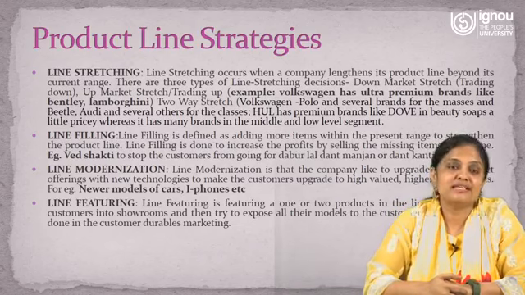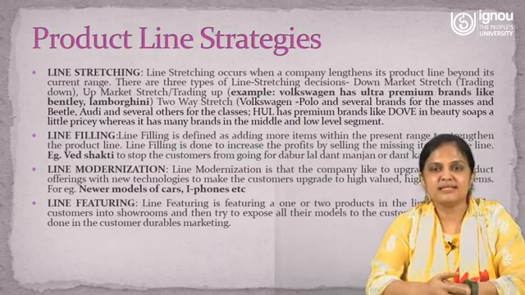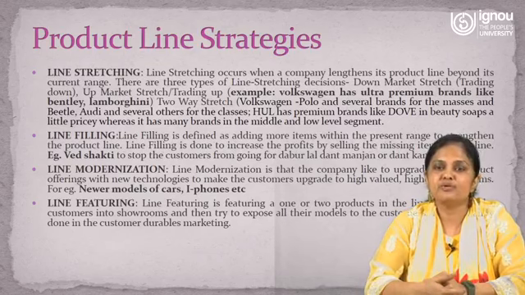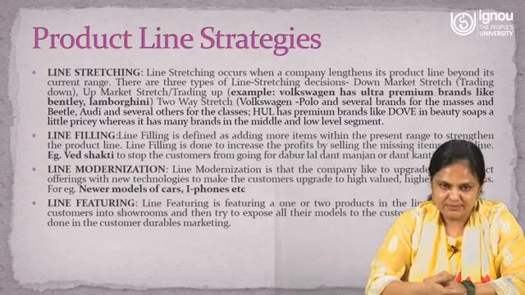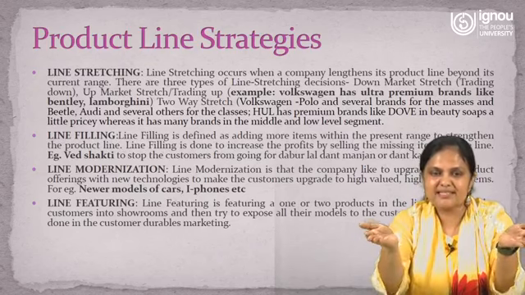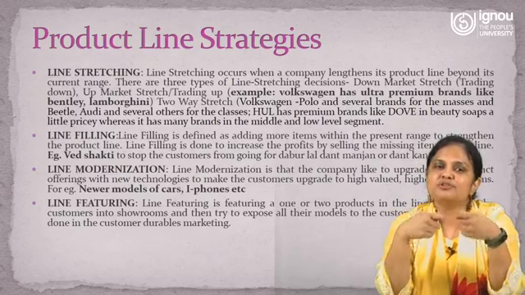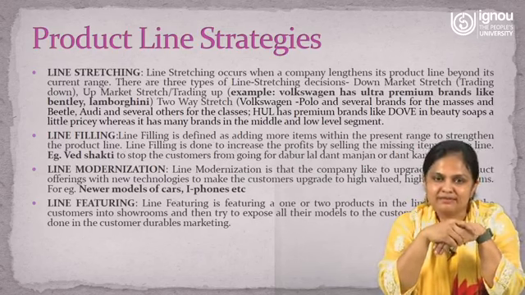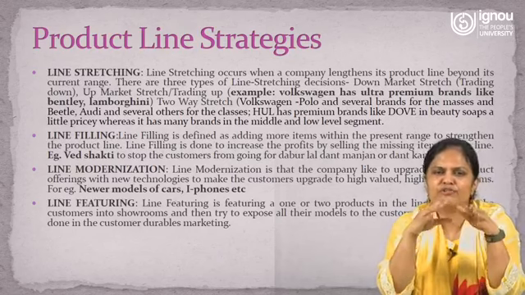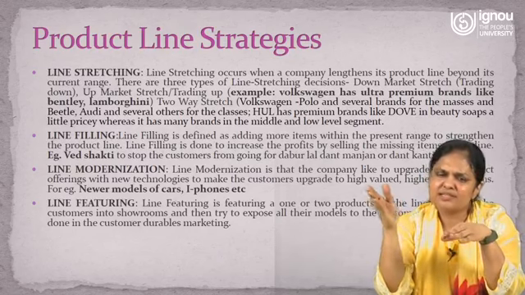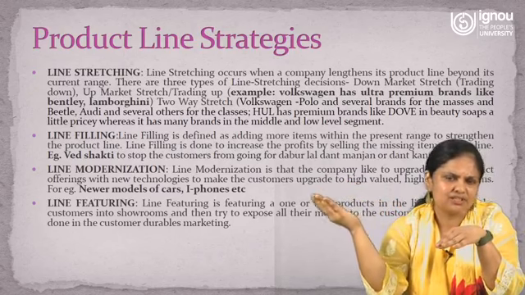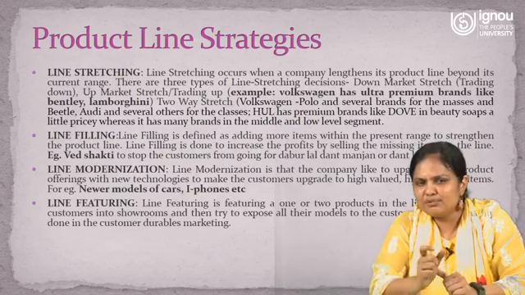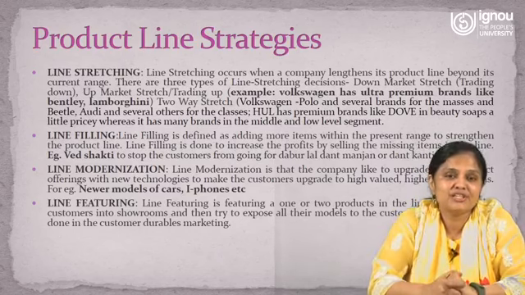Now comes line modernization. Line modernization is when the company likes to upgrade their product offerings with new technologies to make the customers upgrade to high valued, high priced items. So when technology is advancing, you also need to introduce that technology to your already existing product items. That is called line modernization, which can quite often be seen in newer models of cars or iPhones, and nowadays electrical appliances also, like televisions or refrigerators. Then comes a very tricky and important strategy which is called line featuring.